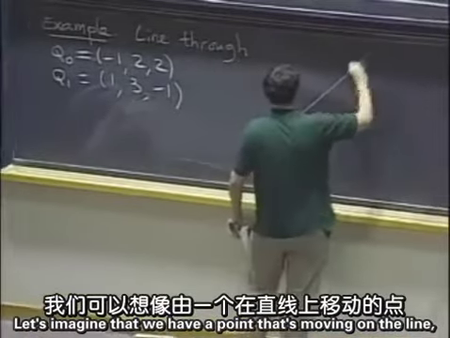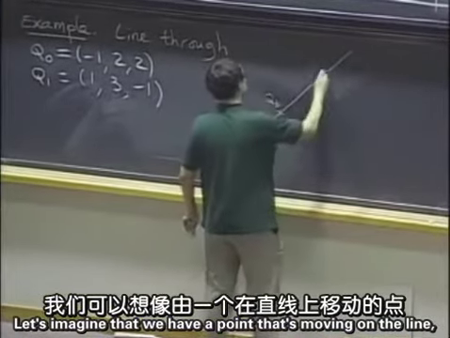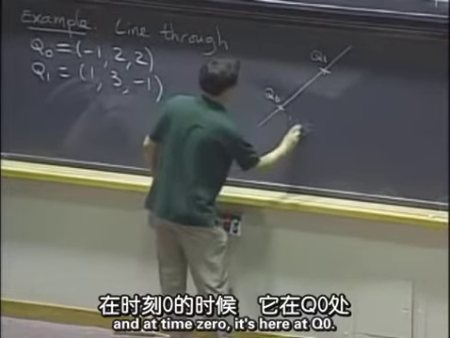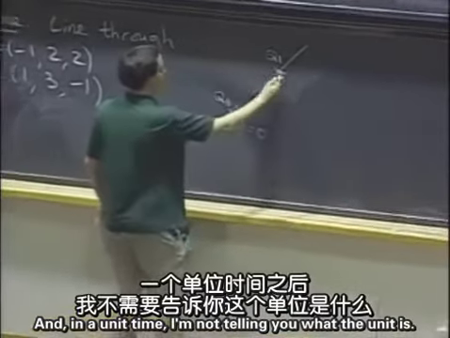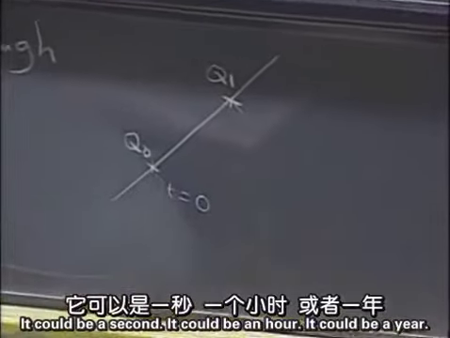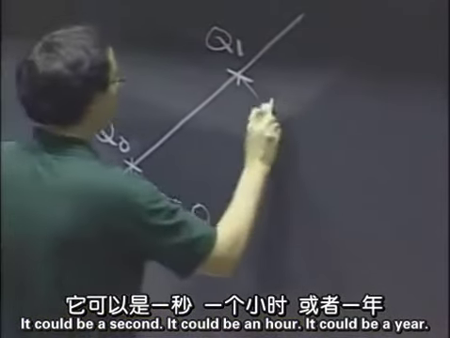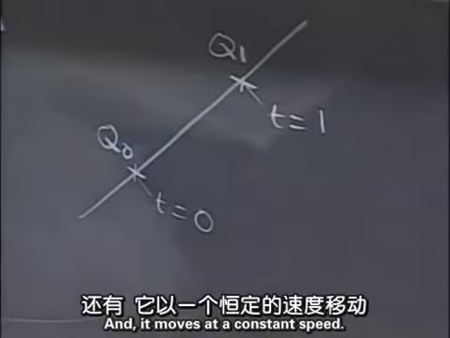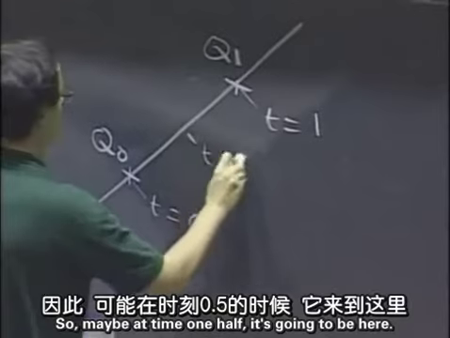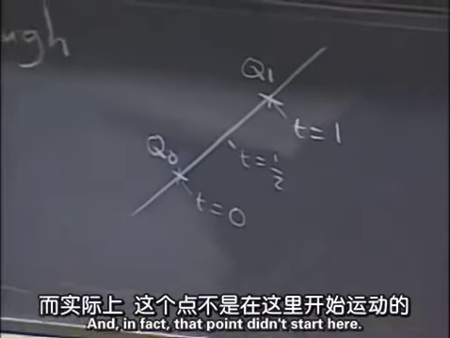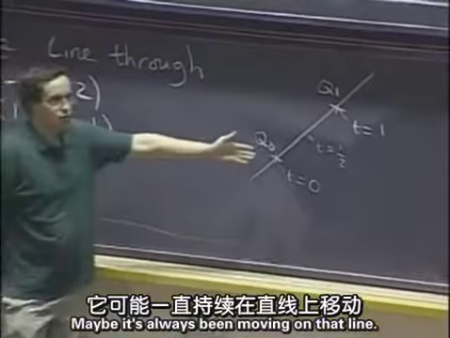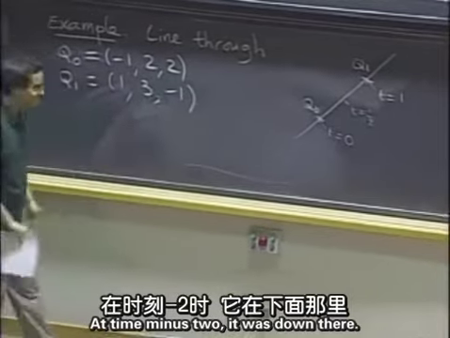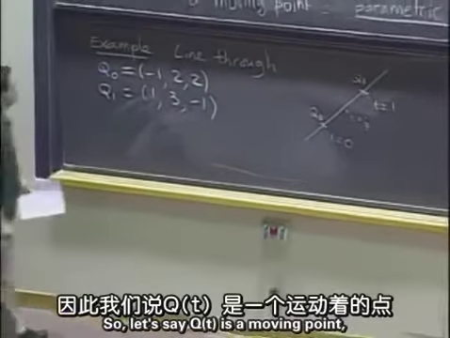Let's imagine that we have a point that's moving on the line, and at time 0, it's here at q0. And in a unit time, I'm not telling you what the unit is. It could be a second, an hour, a year. At t equals 1, it's going to be at q1, and it moves at constant speed. So maybe at time 1/2, it's going to be here. At time 2, it will be over there. And in fact, that point didn't start here. Maybe it's always been moving on that line. At time -2, it was down there.